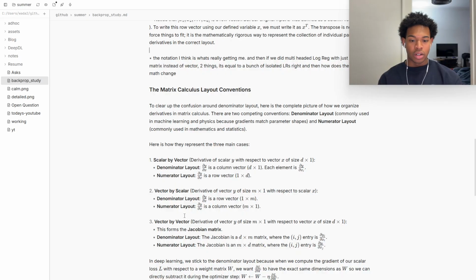Derivative of a vector with respect to a scalar. That's weird because a scalar has a dimension of 1 by 1, so that doesn't perfectly work out. Vector by vector: m by 1. Yeah, it forms a Jacobian matrix.